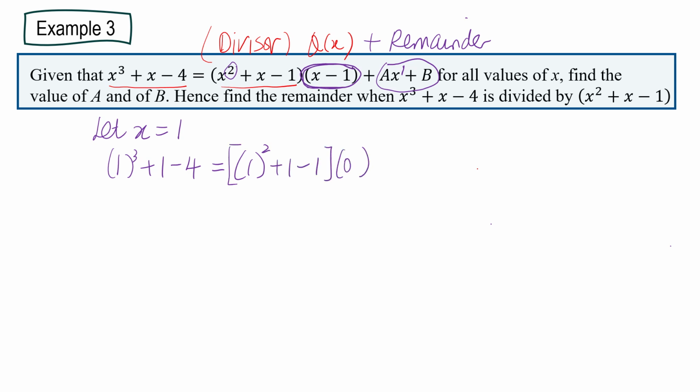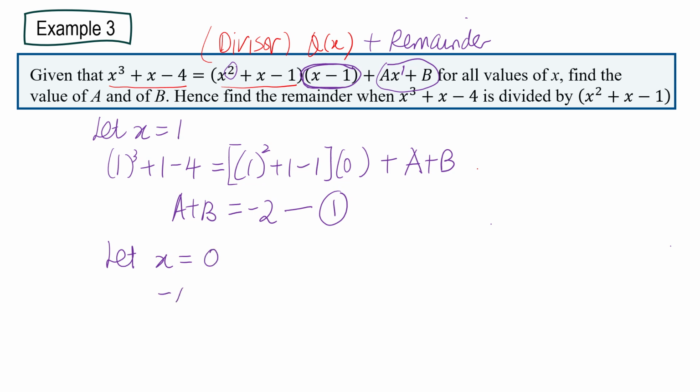This will be 0. All right, so I would have the first equation 2 minus 4, negative 2. So call this equation 1. All right, then you can just use some other values for x. Probably can use 0, which is easier.